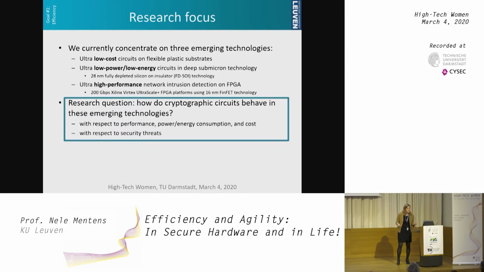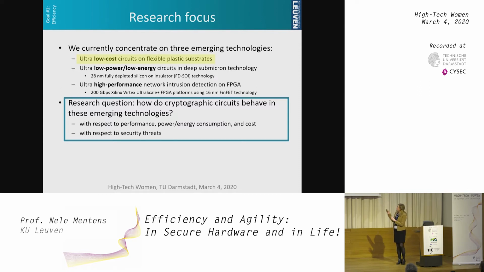the research question here is actually, how do cryptographic circuits behave in these emerging technologies? Like in silicon chips, we know more or less what kind of side channel leakage to expect, how to protect against this, how these circuits will behave in general with respect to security. But in these newer technologies, we don't know. So the first question is, how do they behave with respect to these efficiency parameters, but also with respect to security threats like side channel attacks or key hiding and things like that.